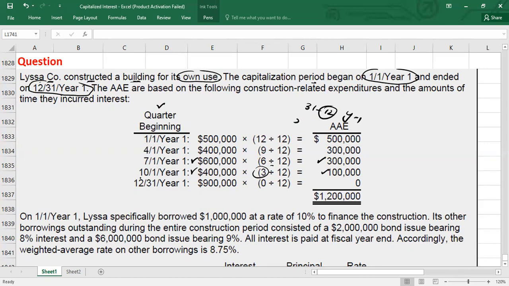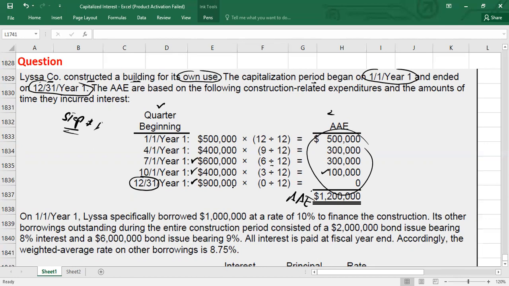And then you have incurred on December 31st $900,000. Of course, from December 31st till December 31st, you have 0 months outstanding divided by 12. So we will get 0 here. You just need to make a summation of all these values. This is called your average accumulated expenditure. So this was our step number 1.